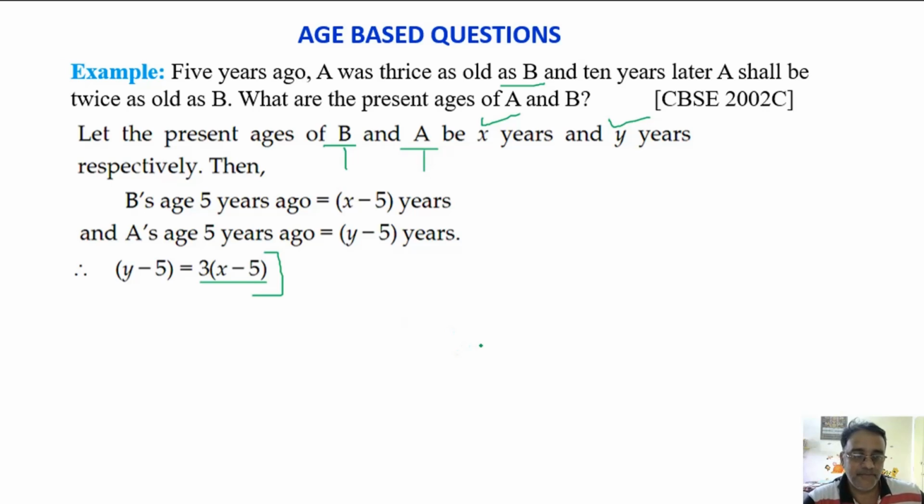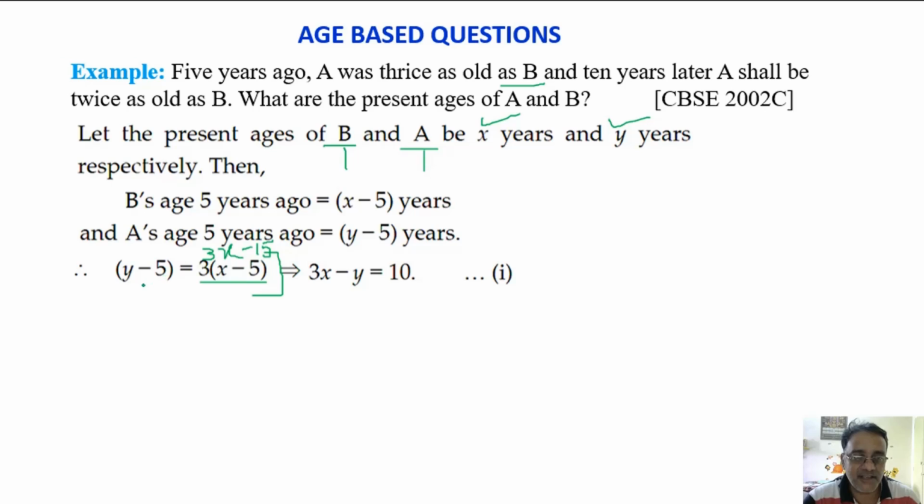Okay. तो यहाँ पे तुम लोग चाहो तो A को x ले सकते हो और B को y ले सकते हो. Accordingly, you will get a different linear equation. Now, we have to simplify this one. तो पहले ओपन कर लो ब्रैकेट, 3x minus 15, right?